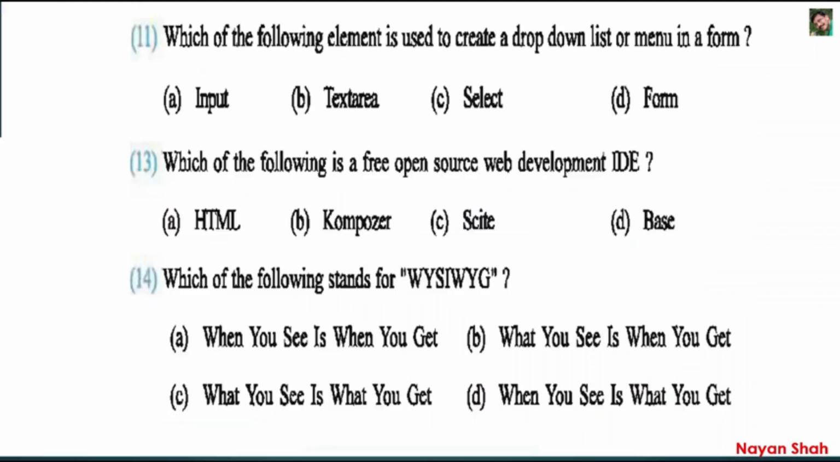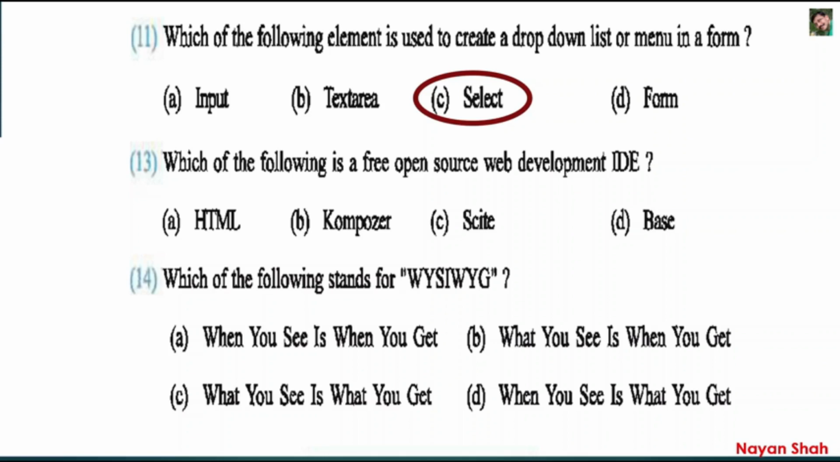MCQ 11. Which of the following elements is used to create a drop-down list or menu in a form? So drop-down list, or you can call it menu, or even a selection box. As the word in my question reveals the answer, the selection box can be created using the select tag. So the select element is used to create a drop-down list or menu in a form.